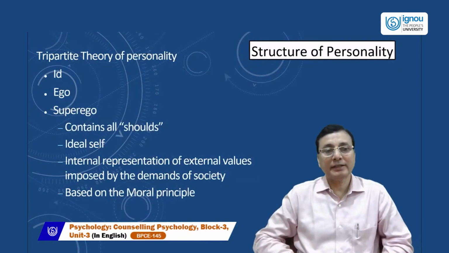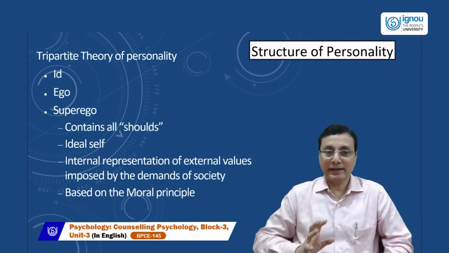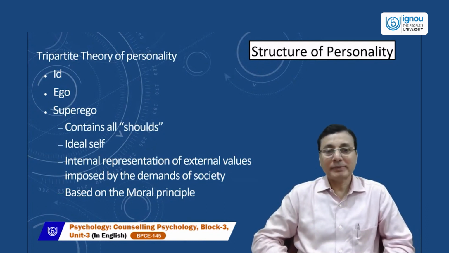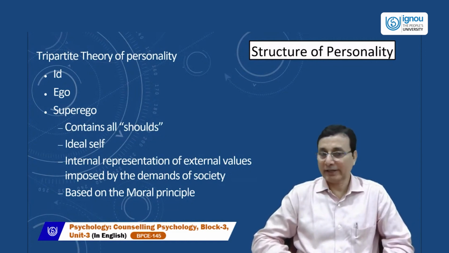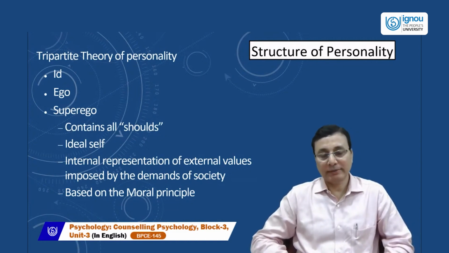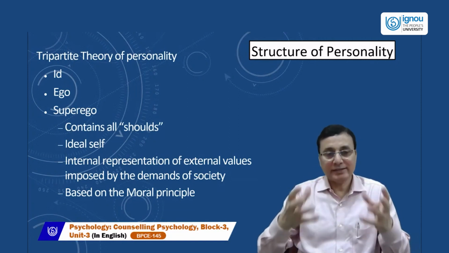And the superego contains all shoulds. It is the ideal self, you should be like this: that internal representation of external values imposed by the demands of society and based on moral principles. So basically, the superego is developed by society and religion.